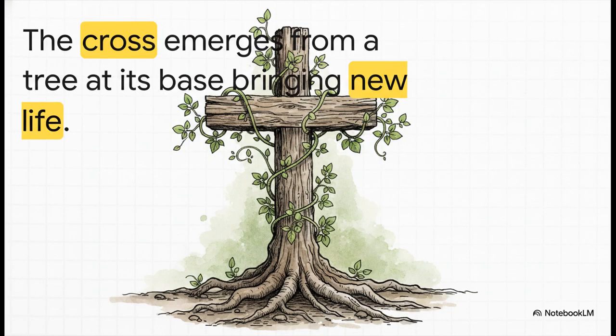So here's the real kicker. The cross itself actually grows right out of the tree of life down at the bottom of the mosaic. It's not just a dead wooden structure, it's alive and growing. It serves as this powerful, permanent visual reminder to the congregation that people are saved through the crucifixion. Out of death, which the cross represents, emerges flourishing, vibrant new life.